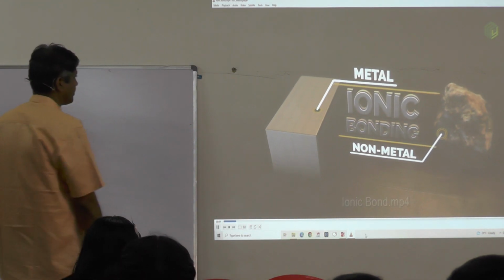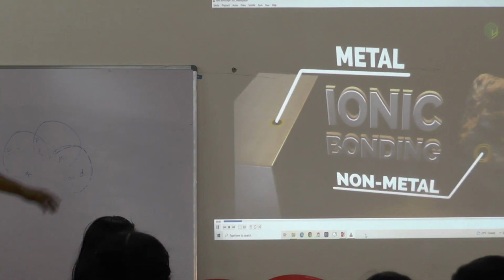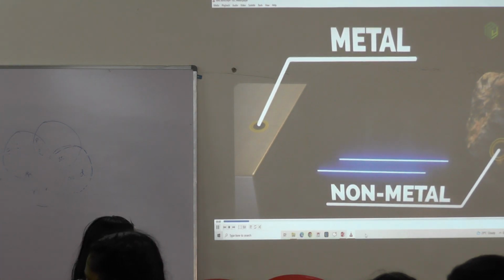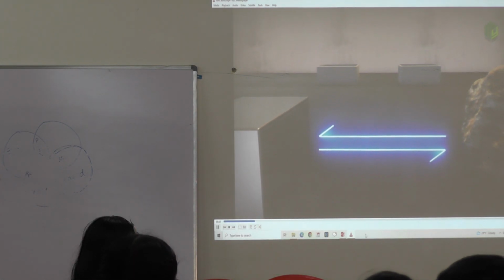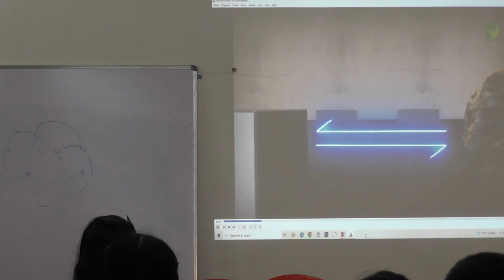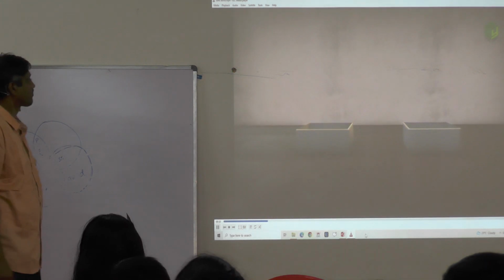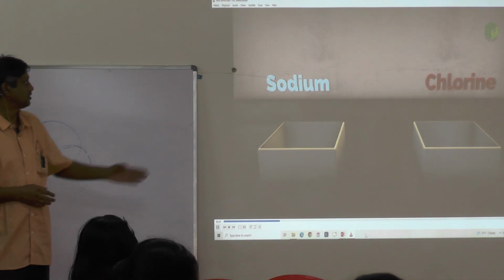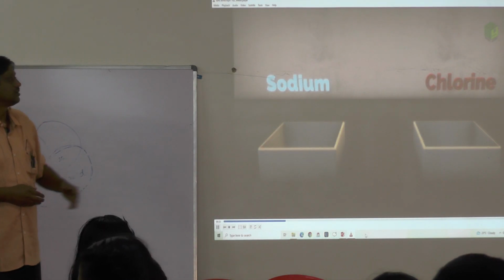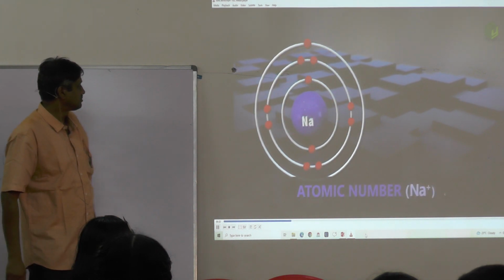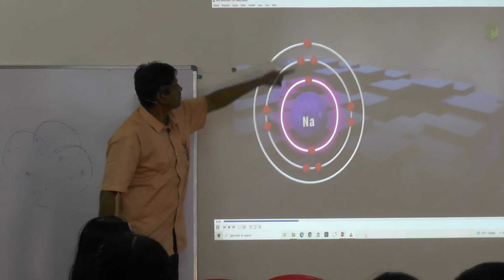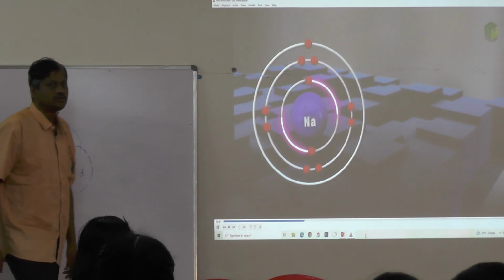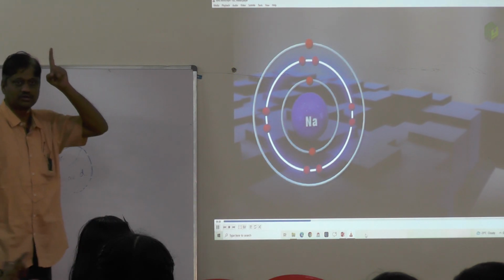See what an ionic bond is. An ionic bond normally occurs between a metal and a non-metal. A covalent bond occurs between a non-metal and a non-metal. Sodium chloride: sodium is a metal and chlorine is a non-metal. In the outermost shell of sodium, one electron is there. The valence of sodium is 1.